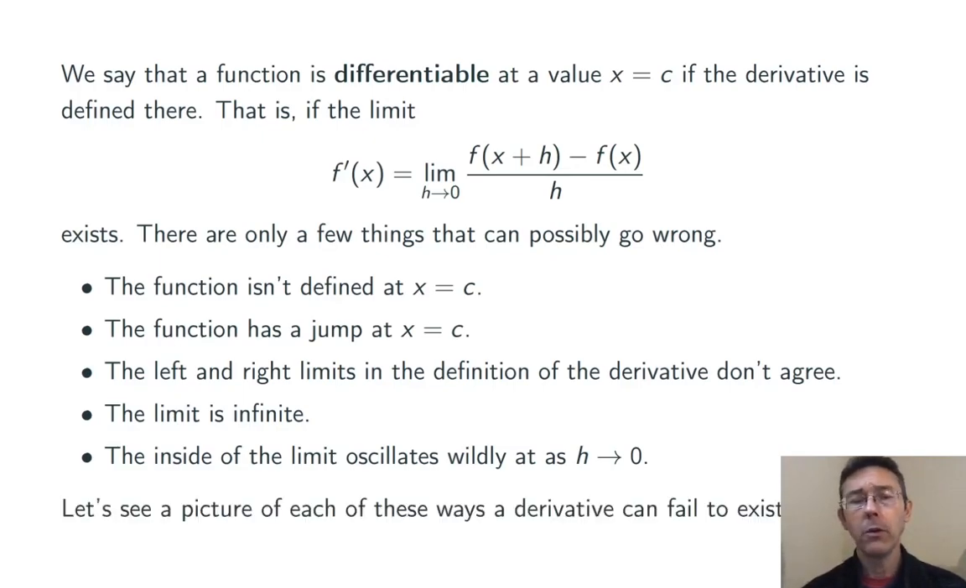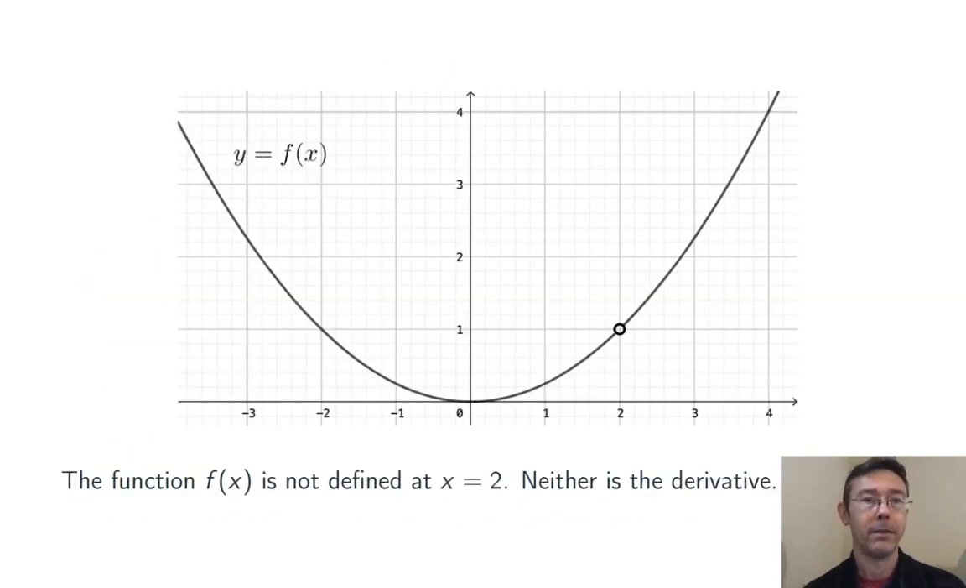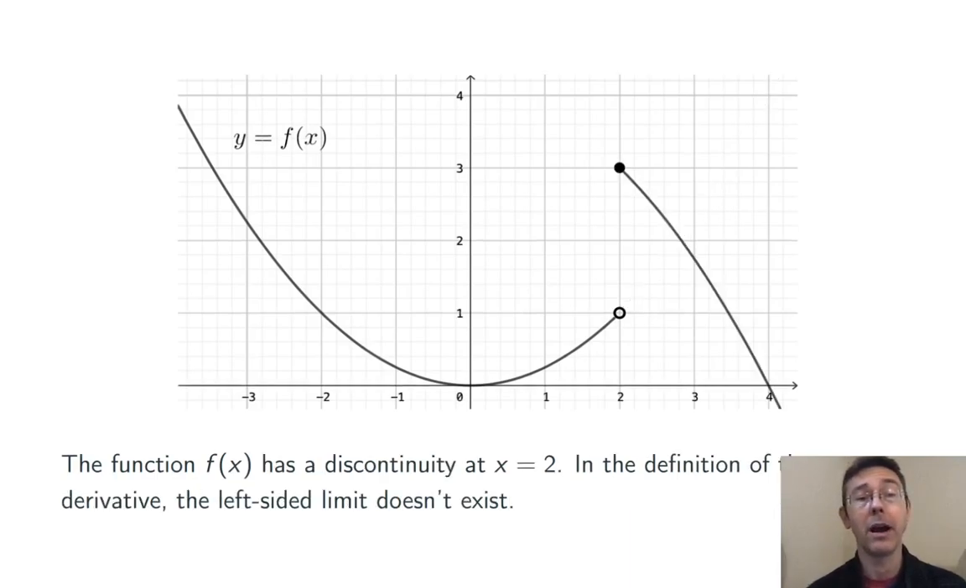Let's wrap up this video by seeing a picture of each of these situations. It's good to be able to look at a graph and be able to tell where a derivative might not exist. First of all, the situation where we have a hole in the graph. Here at x equals 2, we have a value that's not in the domain of f, so it can't be in the domain of f prime. Secondly, here's a function where we have a jump discontinuity at x equals 2.